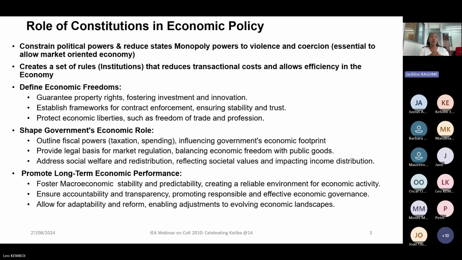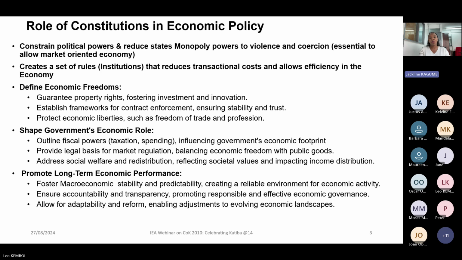Going into the substantial part, as we reflect on Kenya's journey, 14 years past, we thought it would be useful to start with understanding the role of constitutions in economic policy. We summarized these roles into five key points, just to provide a background. The first one is that constitutions play an important role in limiting the extent of political powers, particularly by curbing the state's monopoly on violence.